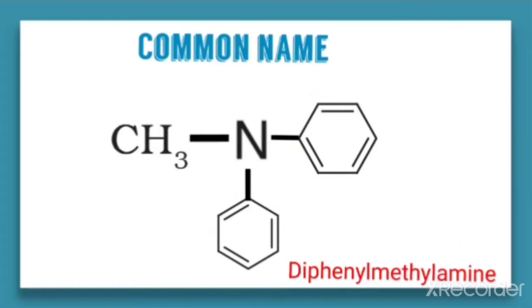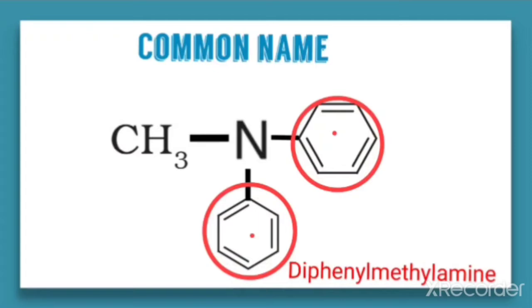If there are two phenyl groups and one methyl group, how do we name this one? Here two different groups are attached to nitrogen, that is the two phenyl groups. These are the two phenyl groups, and there is a methyl group. Which one is the methyl group? This is the methyl group. So how do we make the name for this one? Two phenyl groups are there and alphabetically P comes first, so we have to name this one as diphenyl and then methylamine.